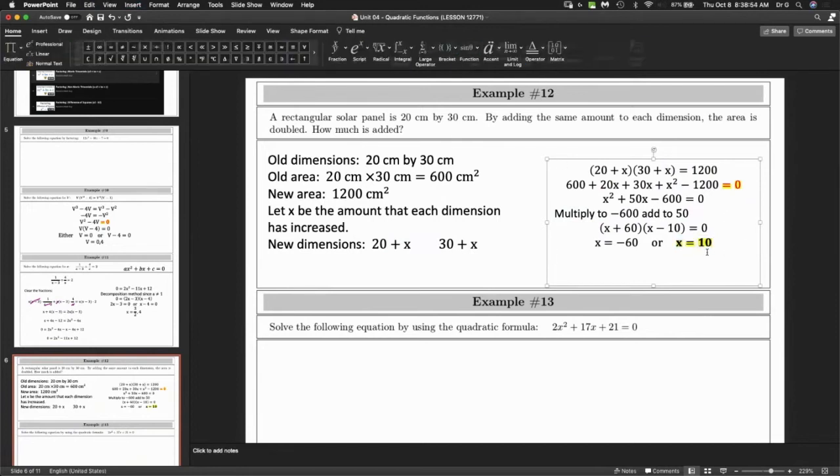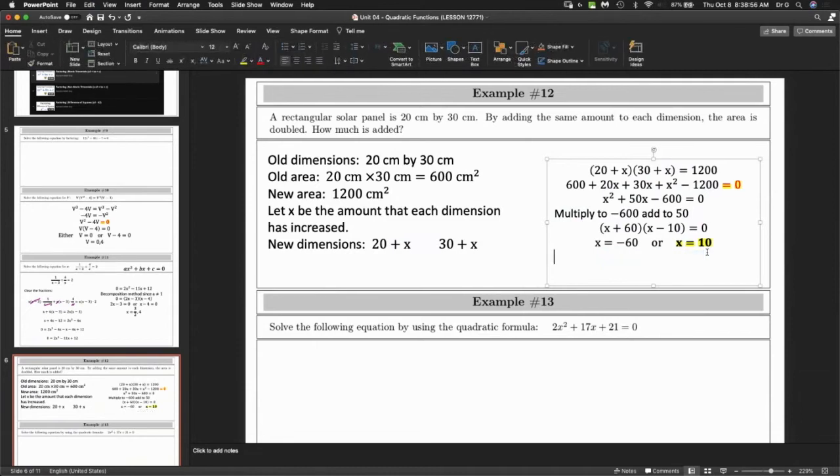So then the dimensions are, so we add 10 centimeters to each dimension.